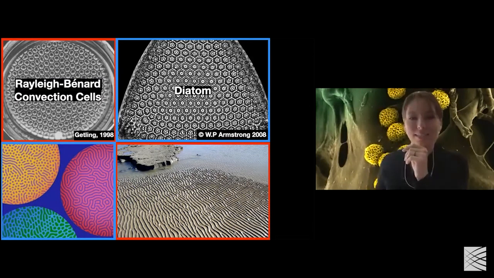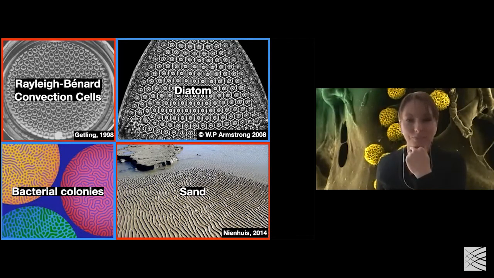The bottom right is, oh, okay, I'll go in order, sorry. The one on the left is actually a diatom. So what you're seeing is the silica shell that the biological system produces as a skeleton on its surface. This is a schematic of bacterial colonies, and as you said, this is petrified sand.